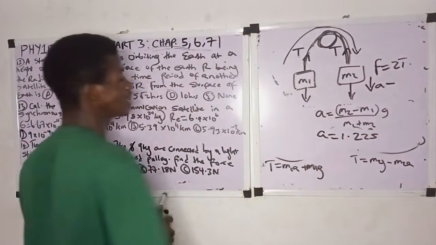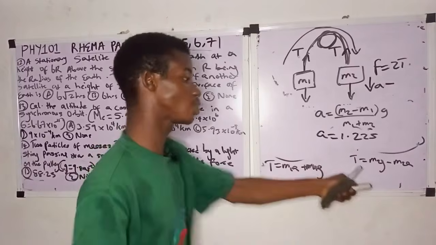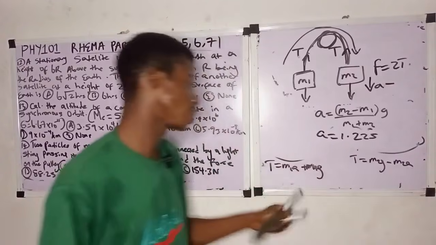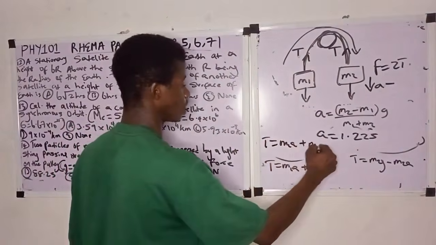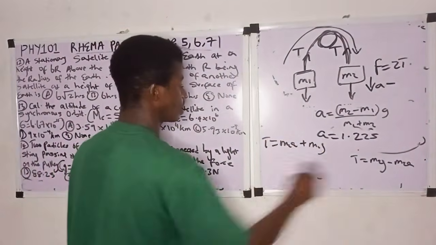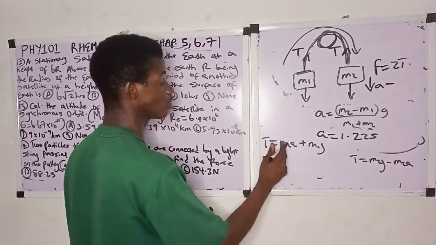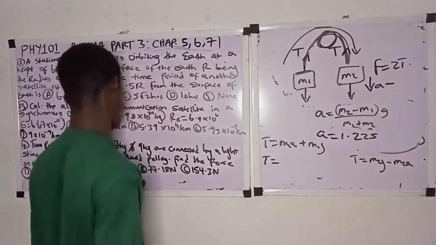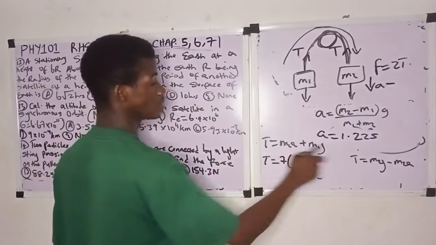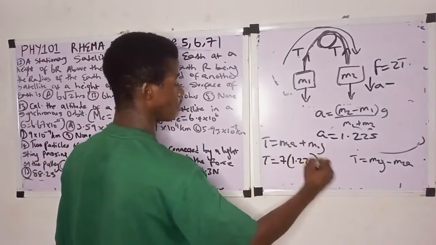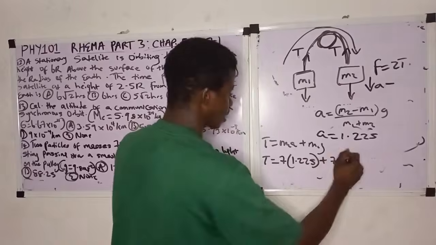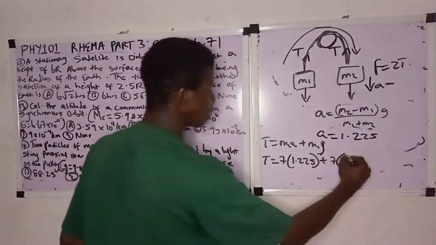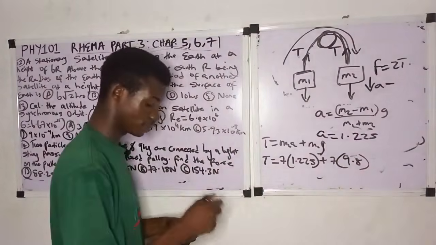Yes. Now we can use any of these, so let's just use this one. T is equal to M1A plus M1g. Where's our M1? M1 is 7, then A is 1.225, bracket close, then plus M1 which is still 7, then bracket open, g is 9.8.